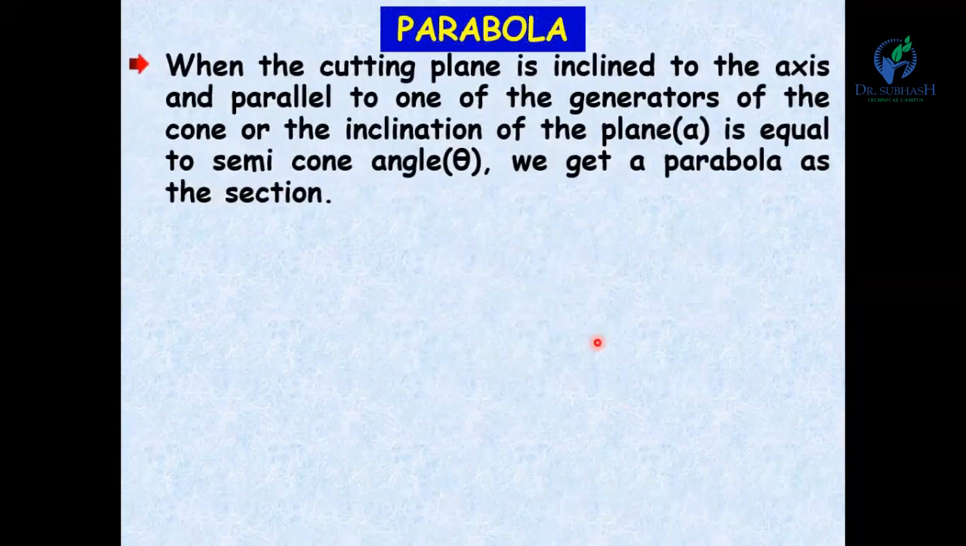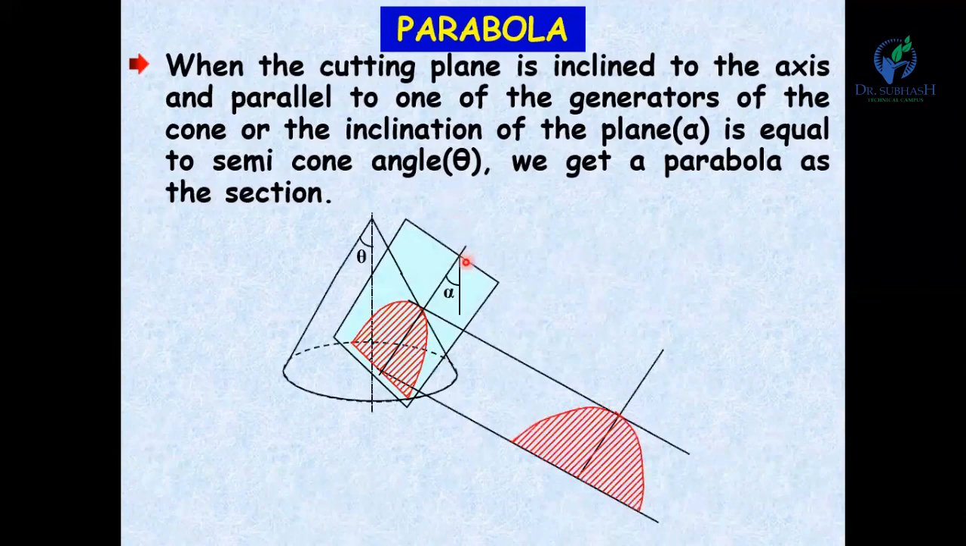Parabola. When the cutting plane is inclined to the axis and parallel to one of the generators of the cone, or the inclination of the plane is equal to the semi-cone angle, we get a parabola as the section. Now here you can see the cutting plane is inclined with the axis, but it is parallel to one of its generators. You can see this cutting plane is parallel to this generator, and this angle alpha is equal to theta. So you will get a parabola as a curve.